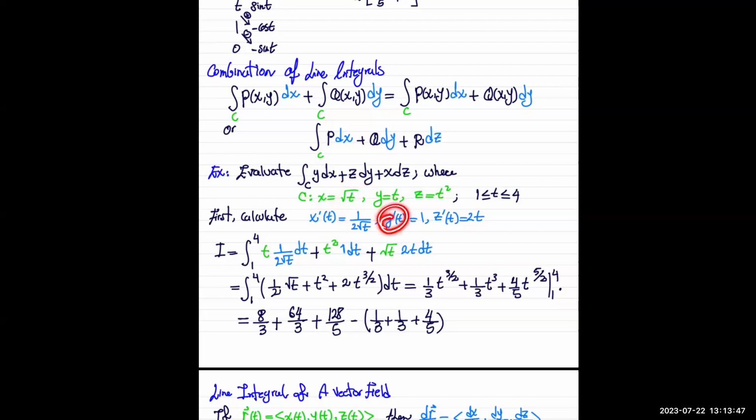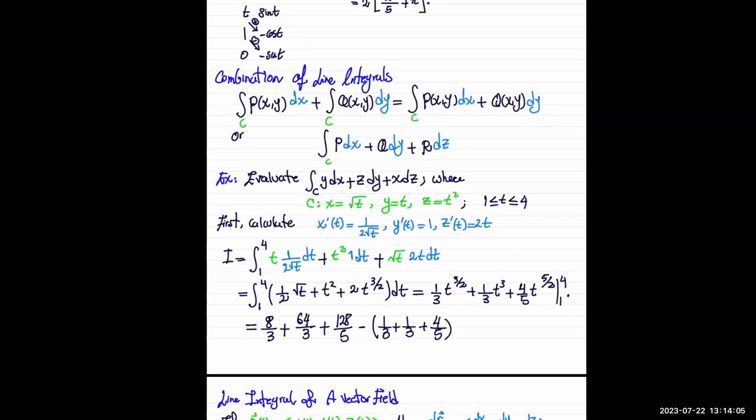Y prime is the derivative of y. The derivative of t is 1. And since z is t squared, z prime is 2t. All right, now we are ready to plug in to find the line integral.